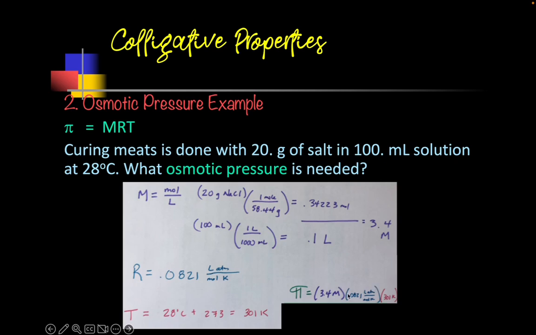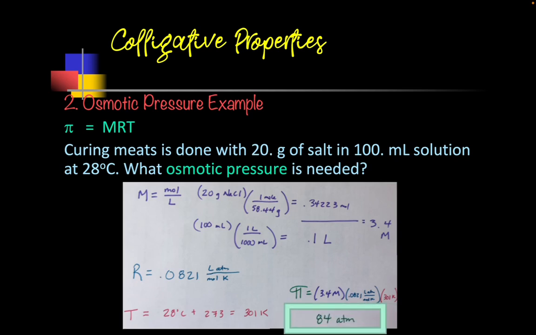When you do your math, first just type it in your calculator, multiply all three numbers. Go ahead and pause the video and get your answer on your calculator. When you get the answer, you get something like 84.0211 or something like that. But we can only keep 2 sig figs based on our data that we started with. So our final answer will be 84 atm. And atm is a unit of pressure.